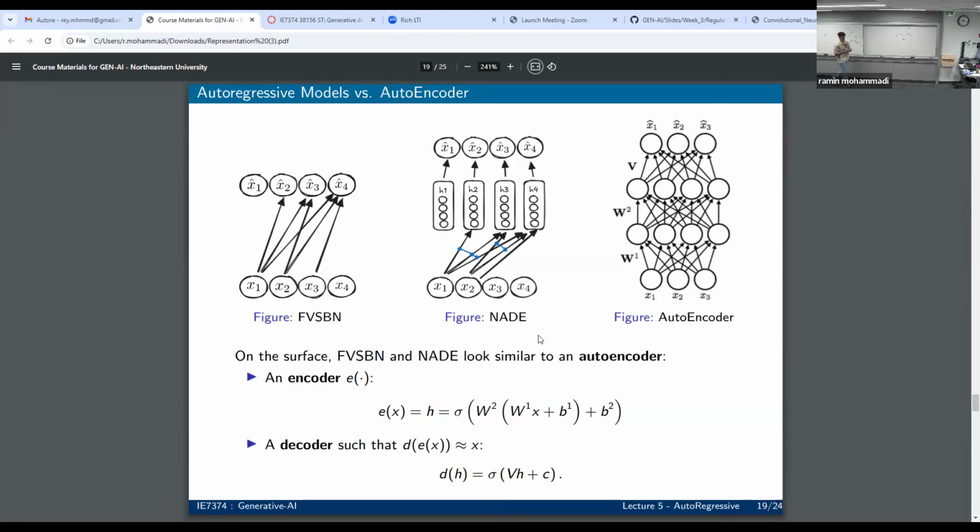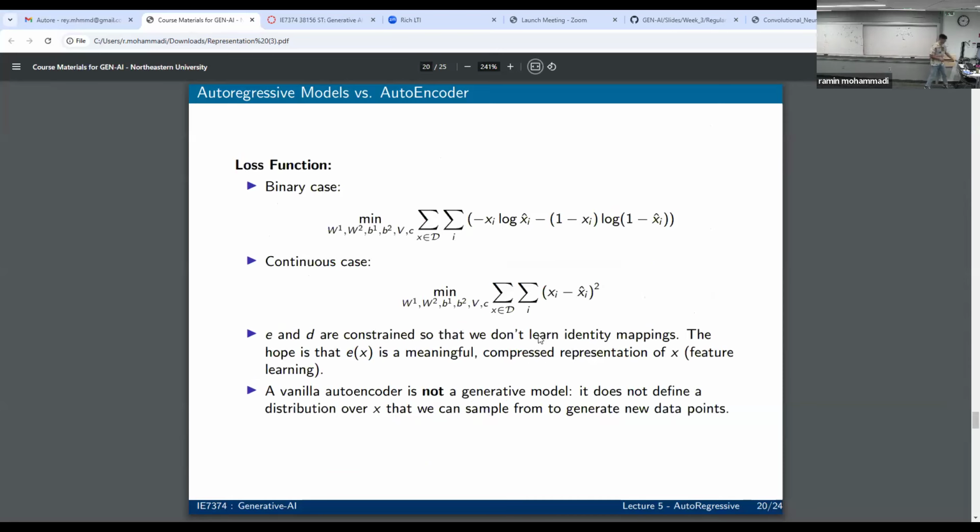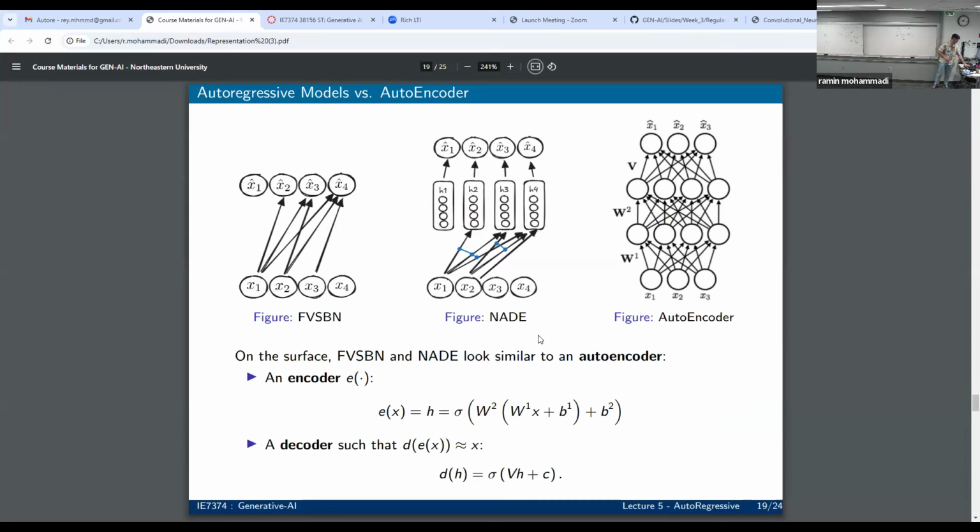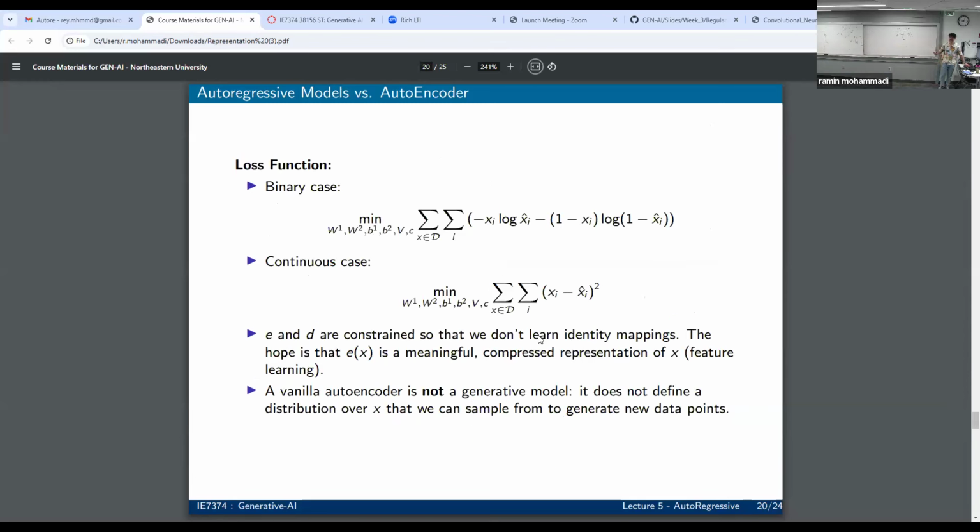But the difference here is that if you think about an autoencoder, it's not like a vanilla autoencoder. It's not generative. It cannot generate anything for you. Okay, so the cost function for an autoencoder, if you do binary, is going to be a binary cross entropy. If you do the continuous case, it's simply the point minus whatever you predicted for the point, right? Similar to other neural networks that we have seen. And again, the problem of the vanilla autoencoder is that it's not a generative model, so it cannot generate.